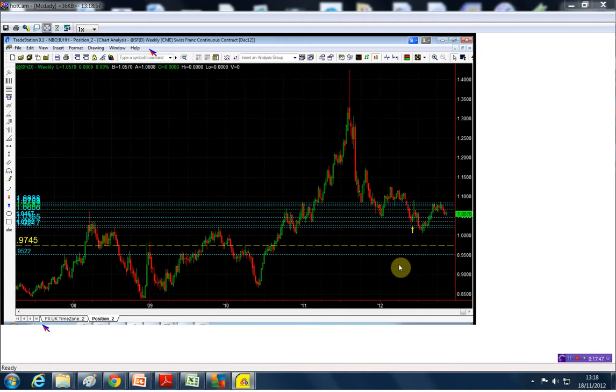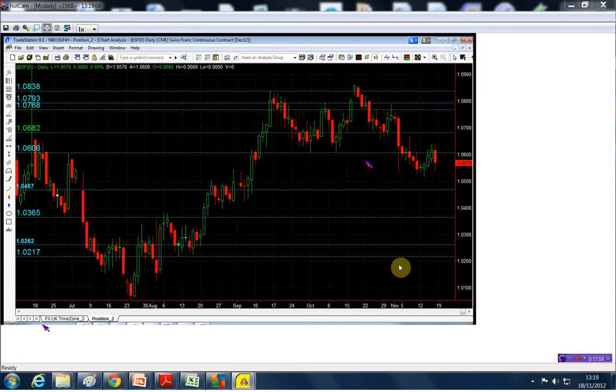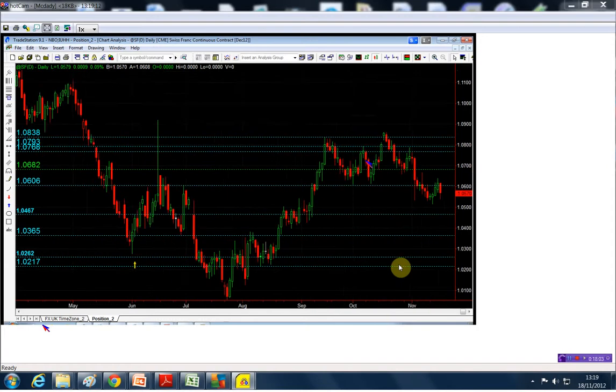This is the weekly chart for the Swiss. Let me put the daily, and you can now see the slight difference between the Swiss and the euro. We don't have a buy signal here. This is still a sell signal.